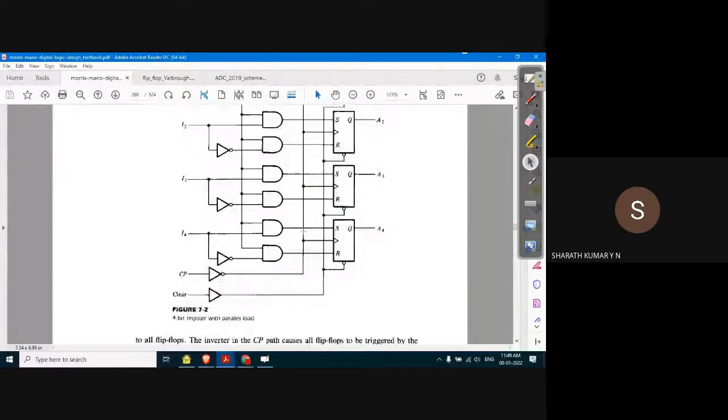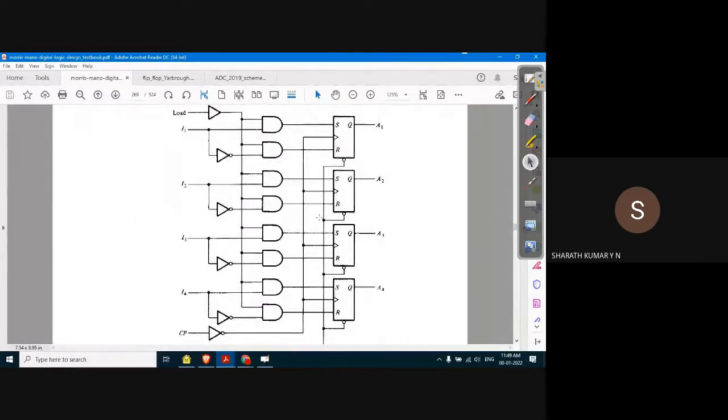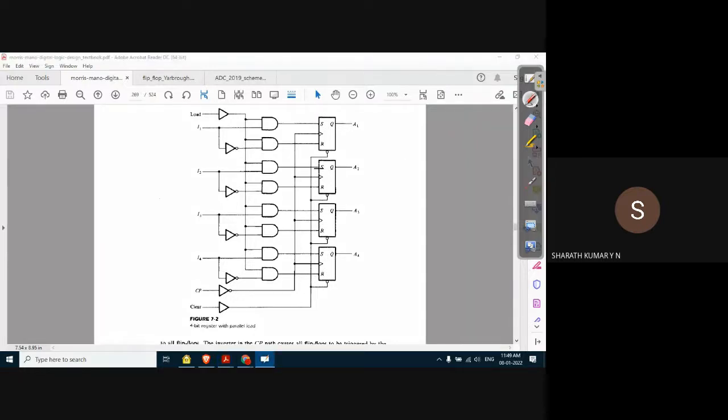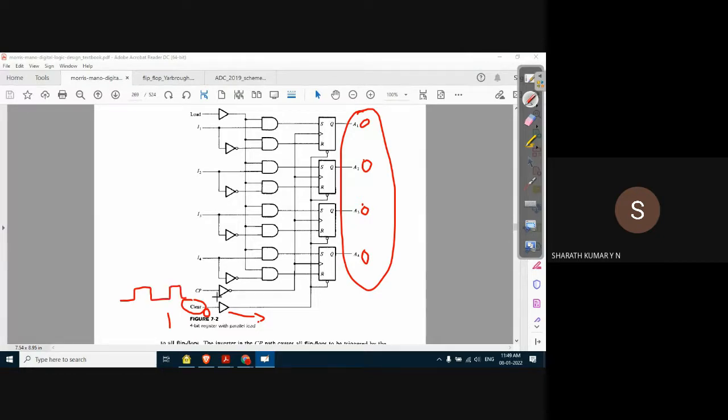Now here we are. With that concept, we have this situation where we have parallel load. So we have a common input called the clear input applied through a buffer. If it is 0, it will make all the outputs equal to 0. Whereas if it is 1, the output depends on the input and the clock pulse, of course. We are applying the clock pulse to this input through an inverter buffer.